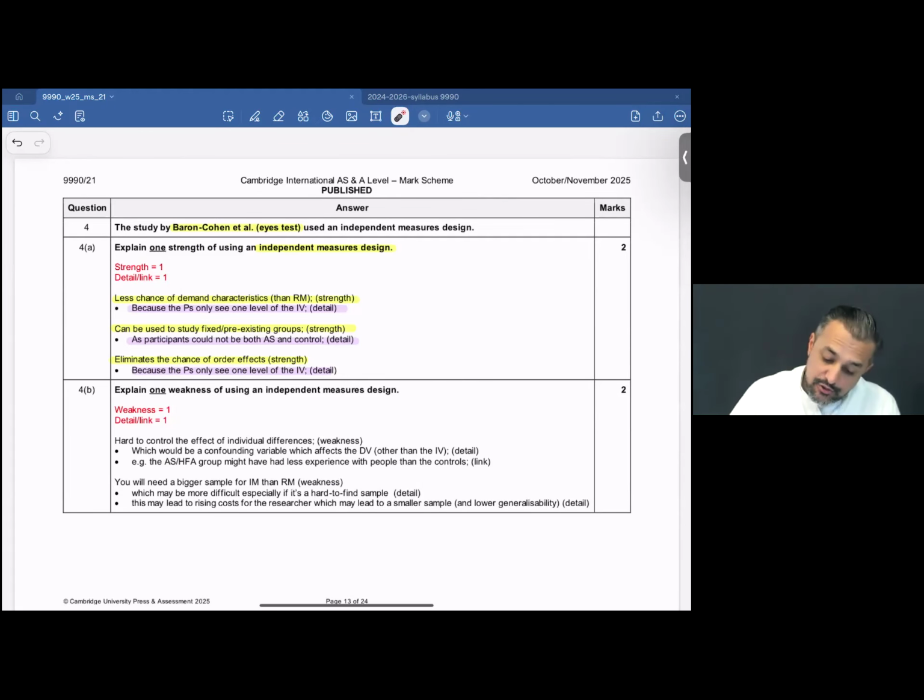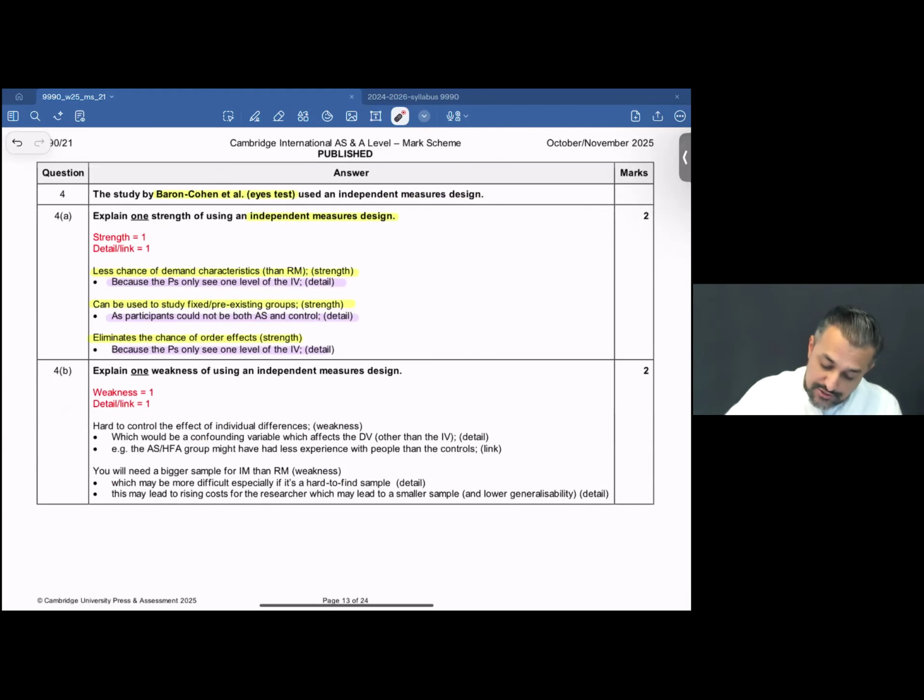The study by Baron Cohen et al. used an independent measures design. Explain one weakness of using an independent measures design. Now, one weakness. Okay, now one more thing.